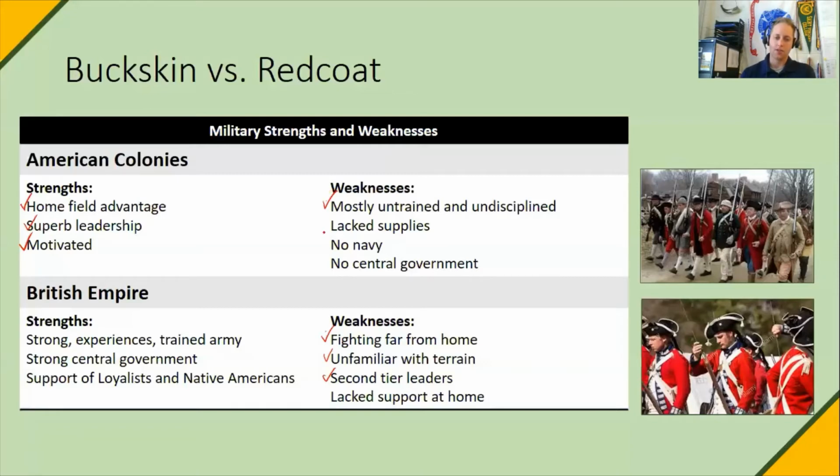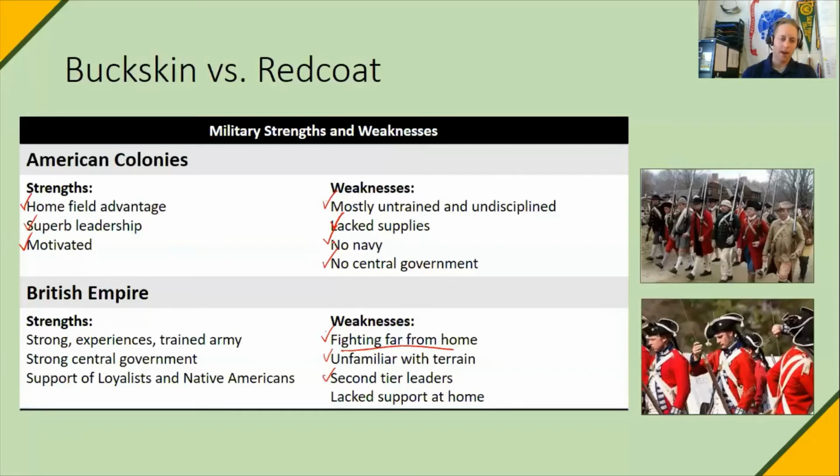The Americans are also lacking supplies. They don't have an industrial base, so finding ammunition and muskets are not going to be easy to come across. Also, common things like boots and blankets, things that the colonists are going to need to wage a war, they don't have ready access to, whereas the British are able to be resupplied, albeit from all the way across an ocean, but they're at least able to get the supplies that they need to fight the war. The Americans also lack a navy, so the British are going to control the seas at least until France gets involved. And the Americans also lack a central government. And we'll talk about lacking a central government more at the end of this video.